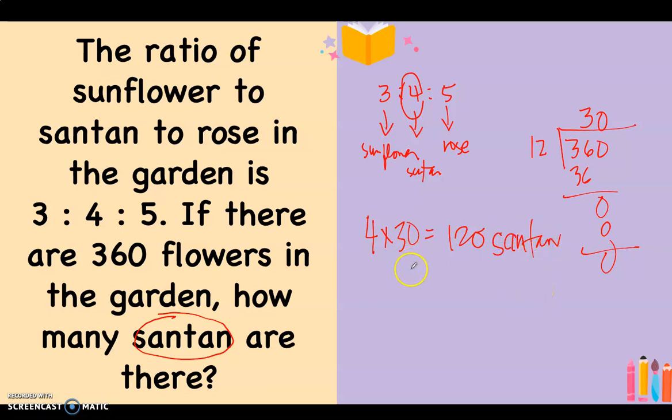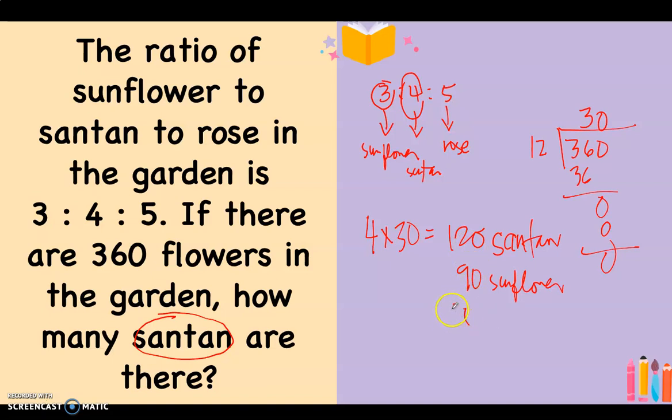But if the question is, how many sunflower, santan, and rose are in the garden, then you need to get the answer for each term by multiplying 3 times 30 and then 5 times 30. But just to check, let's see if it is really correct. So how many sunflowers are there? 30 times 3, we have 90. It's 90 sunflowers. And then 30 times 5 for the rose, which is 150.